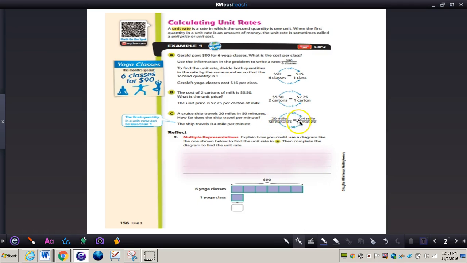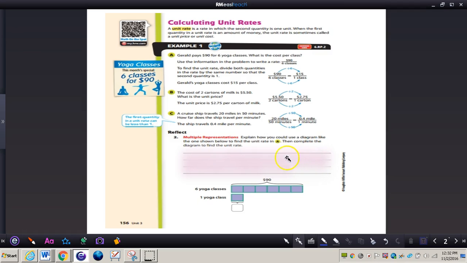20 miles divided by 50 is 4/10. 50 divided by 50 is 1 minute. So we can see 4/10 of a mile per minute. Now let's take a look at the reflection question there. It says explain how you could use a diagram like the one shown below to find the unit rate in A. Then complete the diagram to find the unit rate.